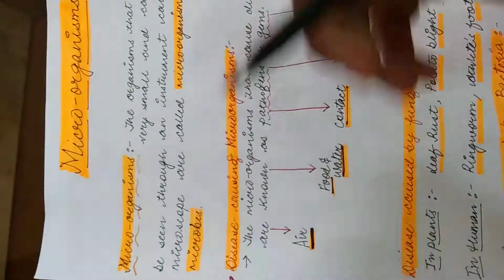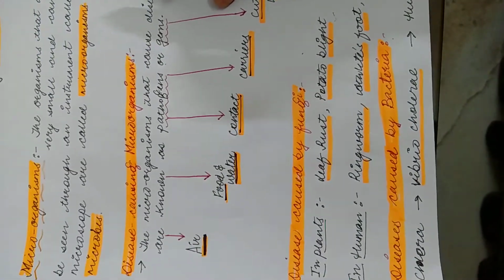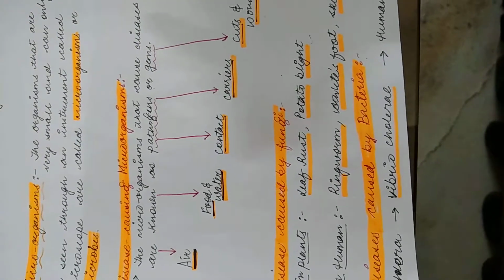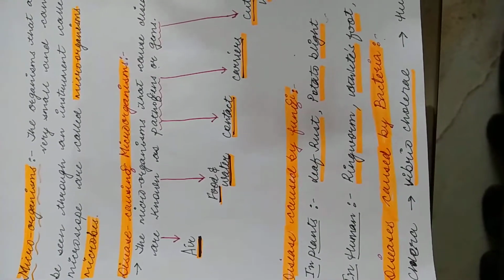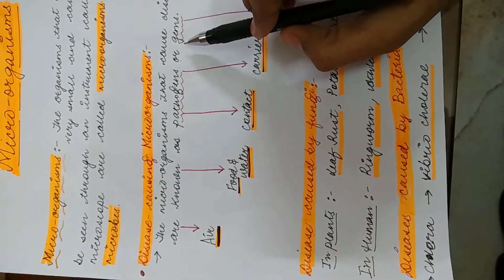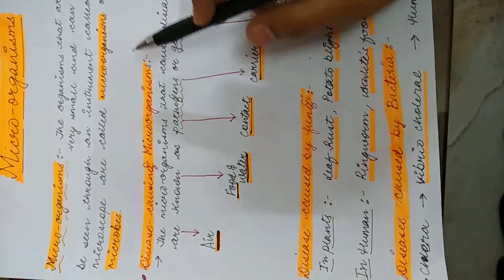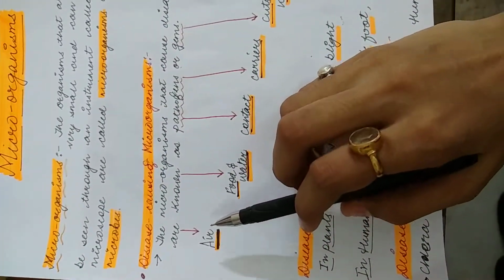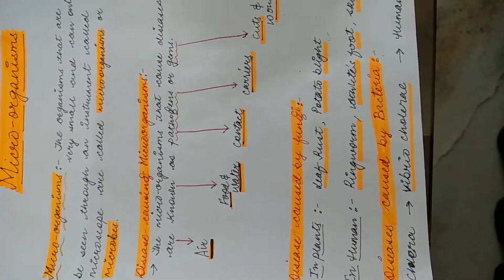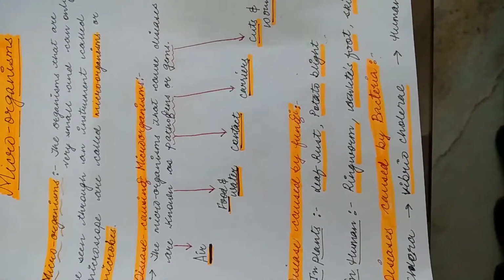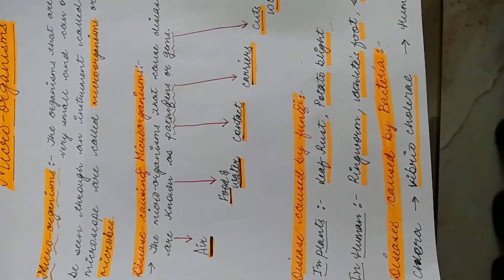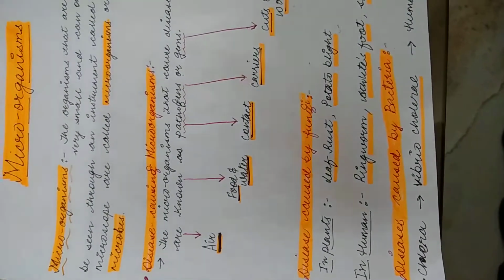Then let's talk about diseases caused by microorganisms. The microorganisms that cause disease are known as pathogens and germs. These pathogens and germs cause disease. Suppose someone is suffering from cold, cough and sneezes. So the viruses from the sick person would be carried to a healthy person and will obviously affect the healthy person.